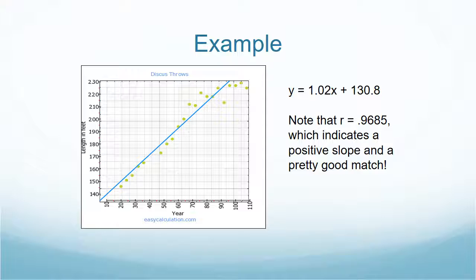By the way, it said to draw a scatter plot. A scatter plot is simply all of the points put on the graph. And here we have the line drawn with it. You should have gotten something like y = 1.02x + 130.8.